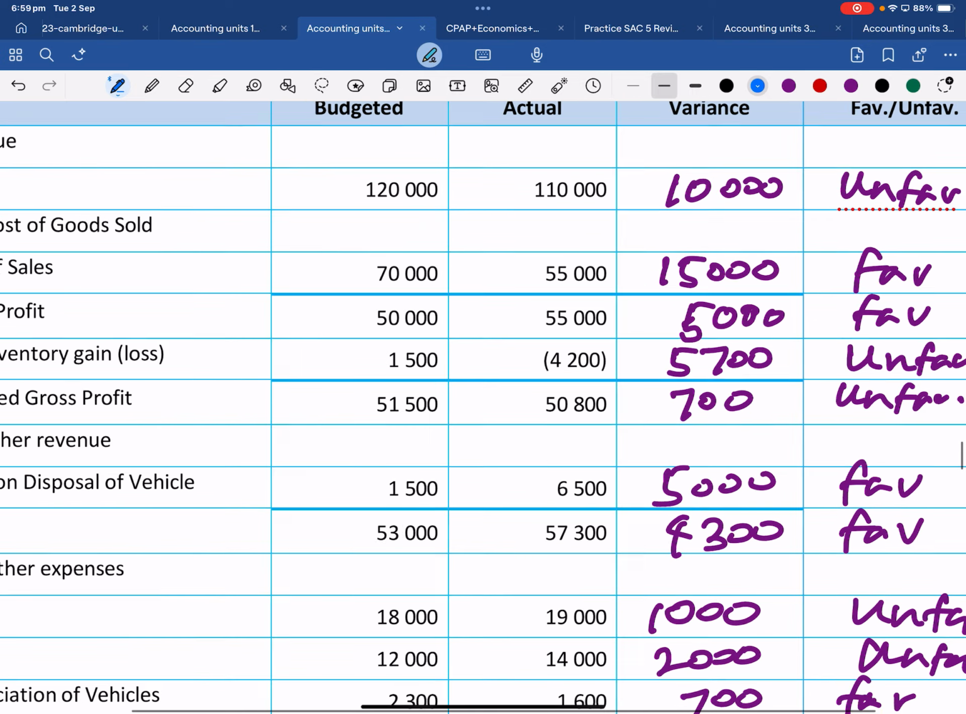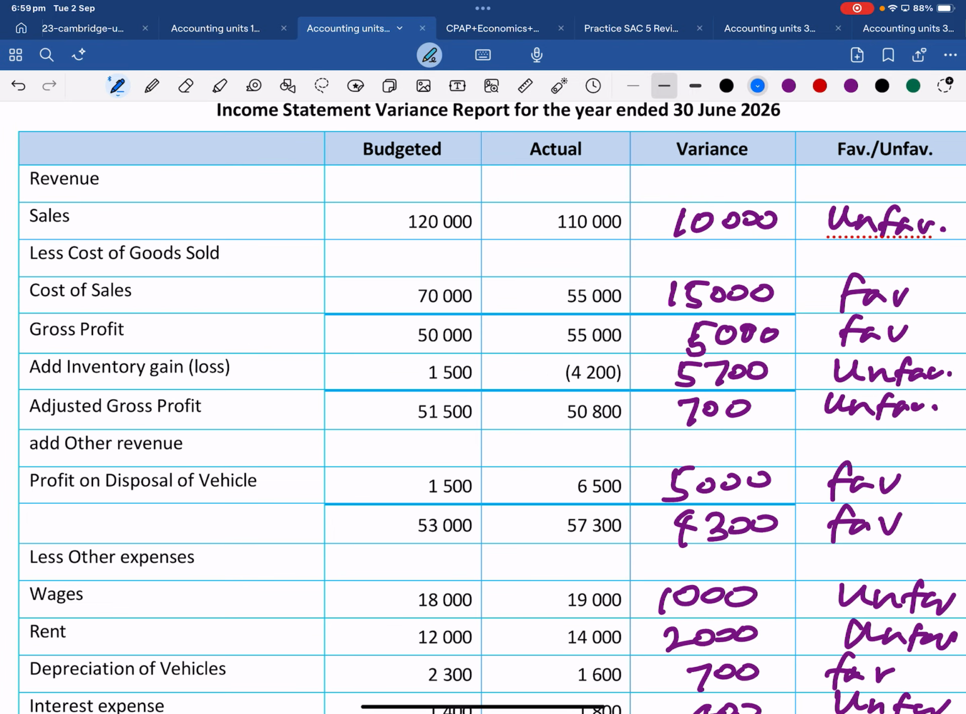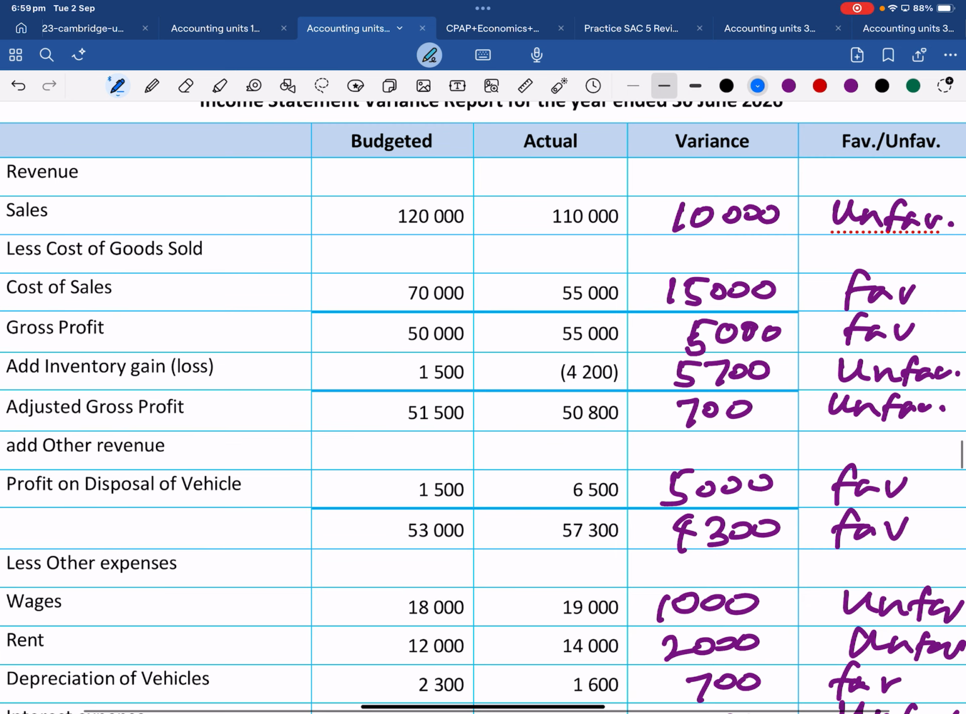However, still, we have dropped only 10,000 in sales, but as a result, we reduced cost of sales by 15,000. That means we are still getting a favorable position. Yes, that's why our gross profit became favorable. Can you tell the markup from that? Yes, you can tell the markup. Markup has changed.